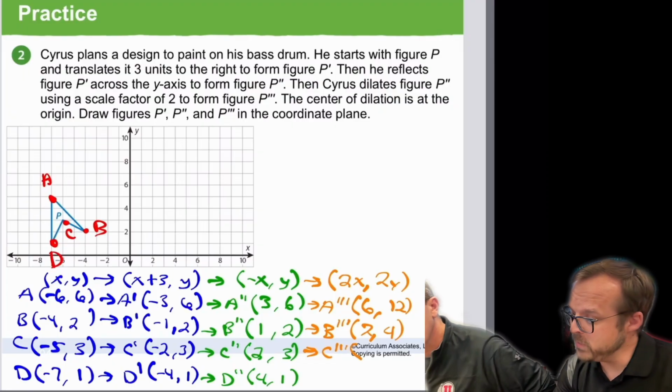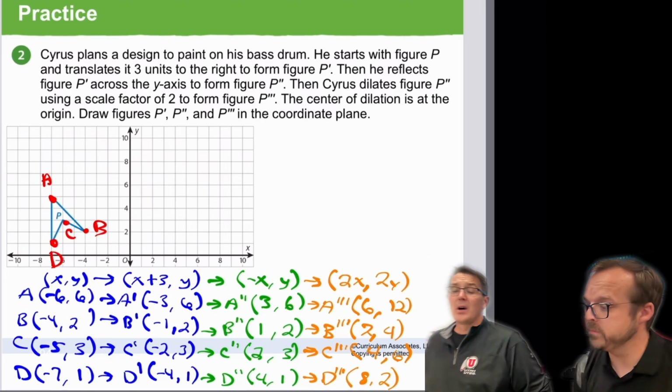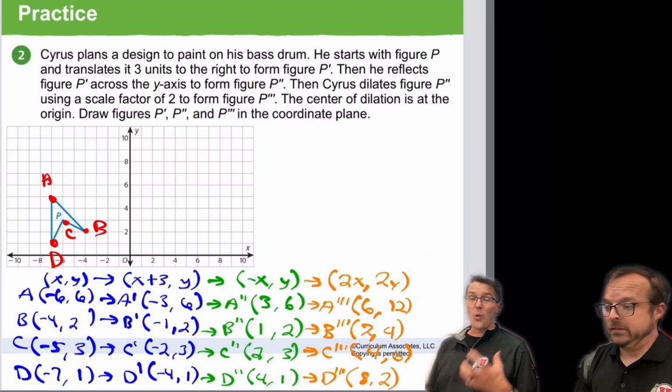So we're going to multiply this one by 2. 4, 6. So 4, 6. Wow, this is a horrible font to choose. And then D triple prime is going to be 8, 2, comma 2 if we multiply those. And now I could graph each one of those and get to where I want to, but you can see why it's hard.